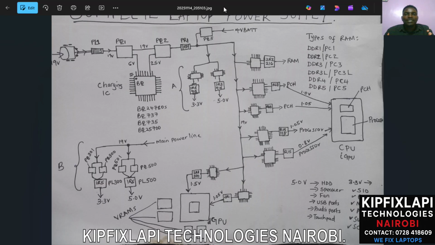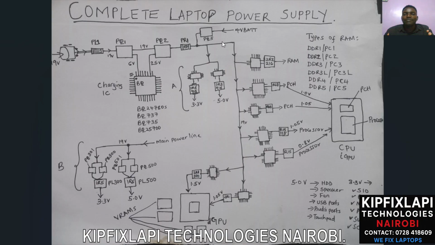Today we are going to discuss the laptop power supply, or laptop power sequence. For example, this diagram shows how the voltage enters the laptop motherboard from the moment you plug in your adapter or your battery. This is the voltage coming from the battery until it reaches the CPU or the GPU of the motherboard.